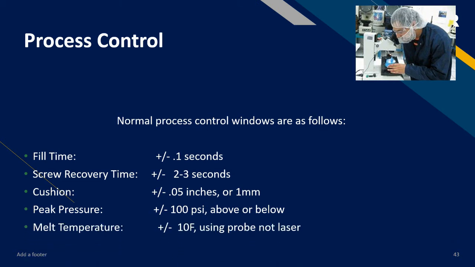Melt temperature would be plus or minus 10 degrees Fahrenheit, and you're going to want to use a probe, not a laser. You're also going to want to pay attention to part weight, and as we discussed earlier in the module, part weight varies based on part size. It's generally 2 to 3% above or below.